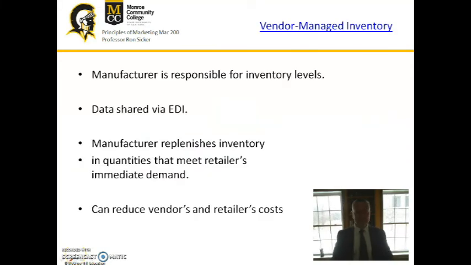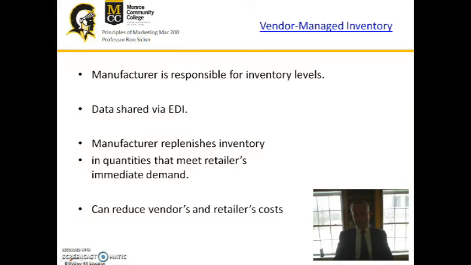So vendor managed inventory is also part of the supply chain and distribution channel. In vendor managed inventory, manufacturers are responsible for inventory level, and whenever a store or a retail outlet needs it, then they will contact the manufacturer, and the manufacturer will deliver it. Oftentimes, manufacturers are responsible for inventory. They'll have their own warehouse in order to do that. Data is shared via EDI, or electronic data information. And then manufacturers replenish inventory.